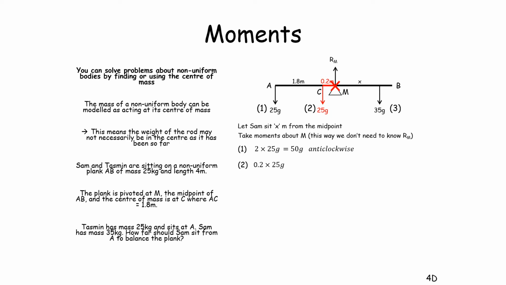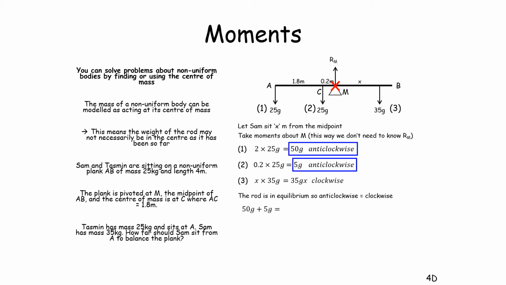For the next one, we are 0.2 meters away from 25G, so we have 5G, again going anti-clockwise. For the third force, we don't know the distance, so we call it x, giving x times 35G. Because the system is in equilibrium, everything going clockwise is equal to everything going anti-clockwise. So we equate the two: 50G plus 5G is equal to 35Gx.